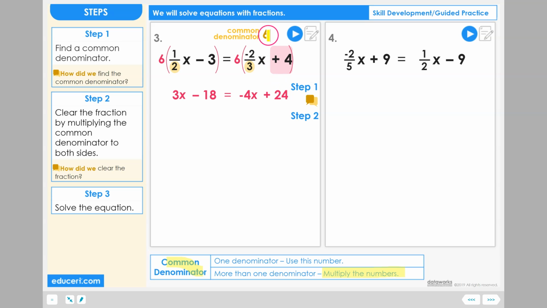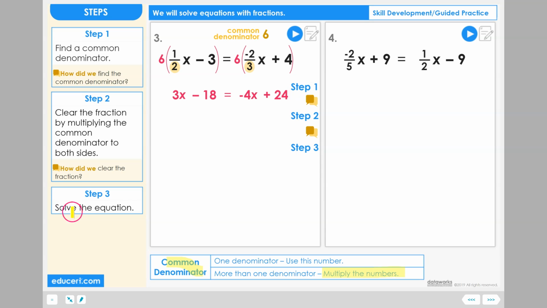Multiplying by the common denominator of 6 has given us an equation with no fractions. We have cleared the fractions. How did we clear the fractions? We cleared the fractions by multiplying the common denominator value to the entire expression on the left side and the entire expression on the right side of our equation.